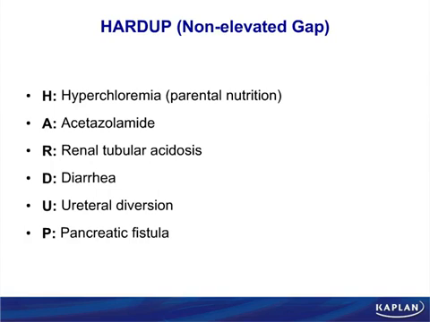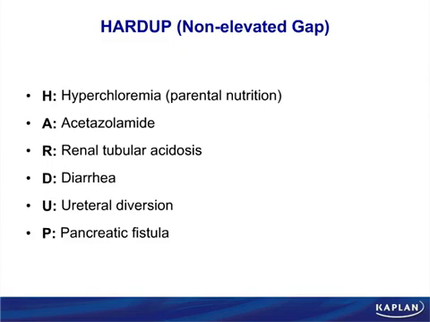If the anion gap is normal, then you're HARDUP. H is hyperchloremia, often occurs with parenteral nutrition. A stands for acetazolamide, which really means any carbonic anhydrase inhibitor. Not just acetazolamide, any carbonic anhydrase inhibitor. R is renal tubular acidosis. D is diarrhea. And the last two I wouldn't worry about for Step 1, maybe Step 2. I really wouldn't worry about ureteral diversion or pancreatic fistula on Step 1. But nonetheless, that's what the U and P stand for.